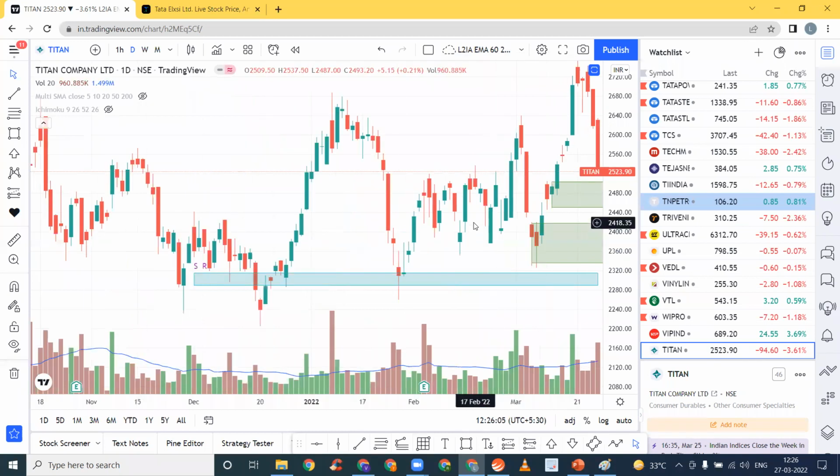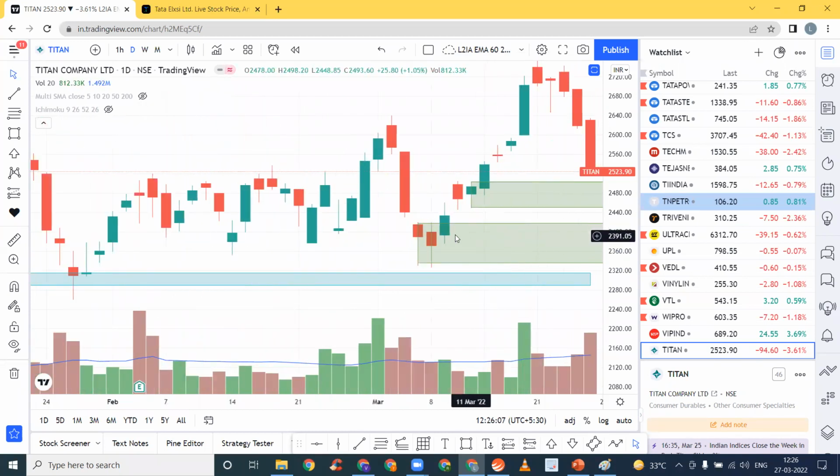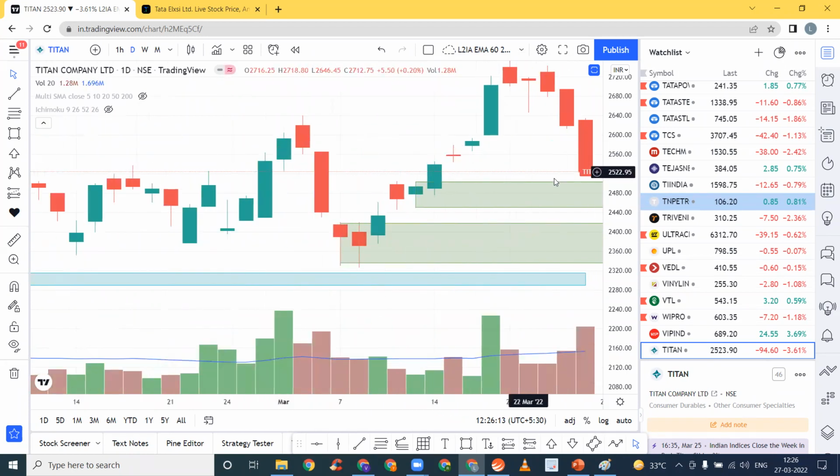And you can see my demand zone. Here is my demand zone. Here is my demand zone. So what levels? I have kept a pending order of 2450 in Titan. So 2450 is somewhere here. I have kept a GTC order of 5 quantities of Titan at 2450. Then once it came to these levels, I've already added at 2953 something.